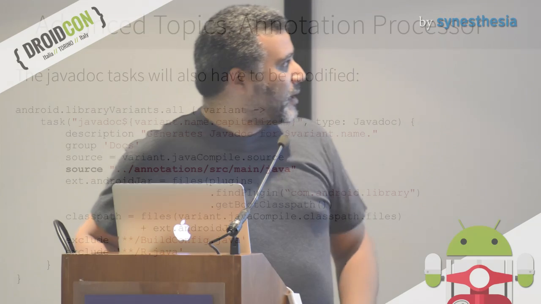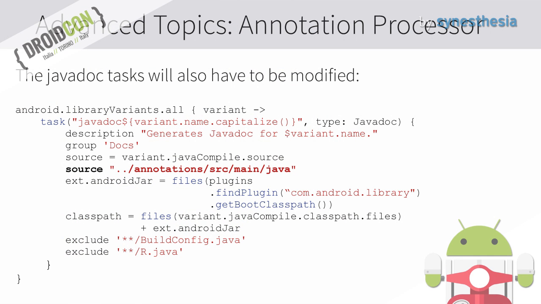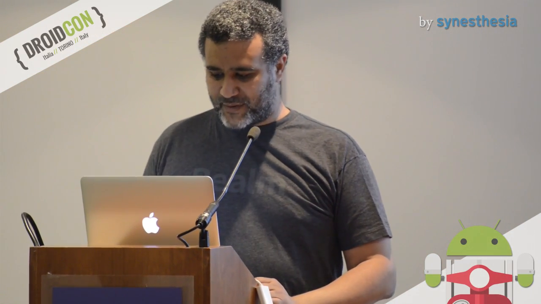Also the Javadoc task will have to be modified, because you also need the documentation for your annotations. It's one line that you have to change. As you can see, in the first line where I mention the source, there's an equal sign, and in the second, there's not. That's not a typo. That's actually the way it's meant to be. The first one is an assignment, so I say the source set is that. The second one is a function, so it says add to the source set this other one. So it's not a typo. Be aware of that.